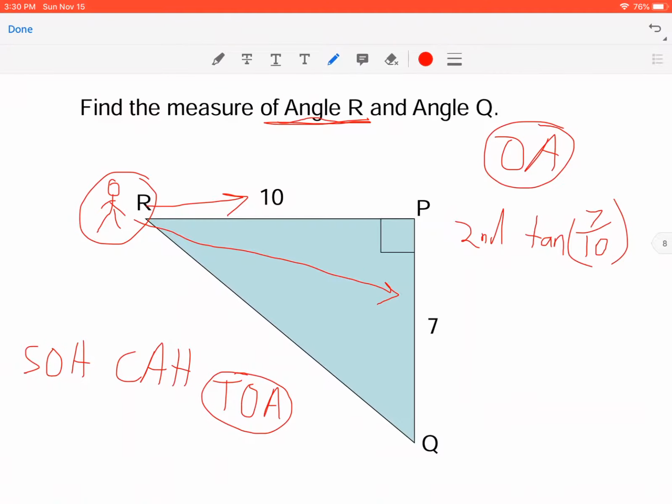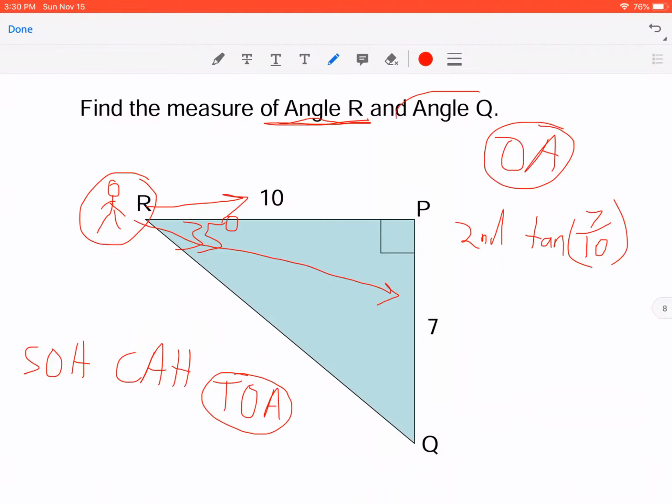All right, so let's go back to this triangle. So angle R is 35 degrees. Now, if you had to find angle Q, remember we already know P is 90. So if you had to find angle Q, now you're standing here.